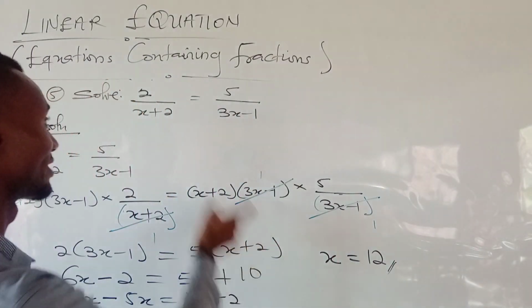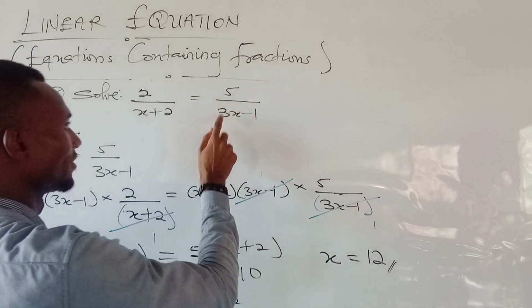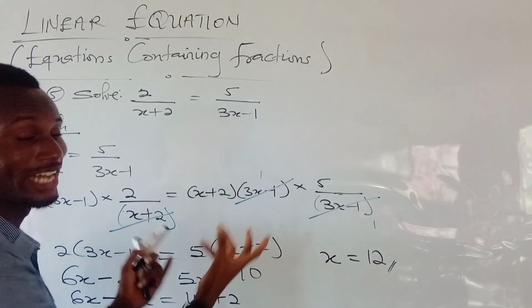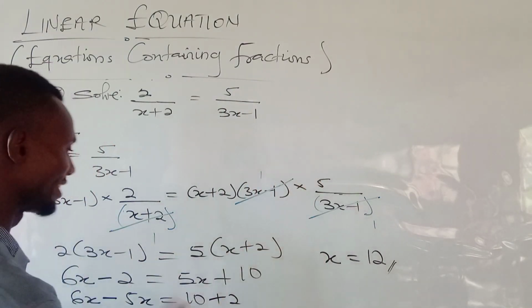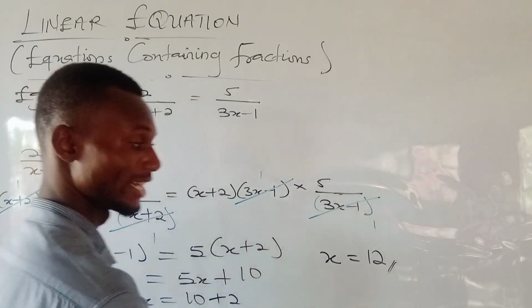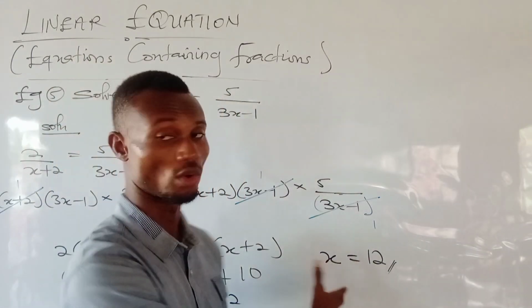The LCM was a multiplication of these two denominators, s plus 2 and 3s minus 1. So that was the LCM. We multiplied through by the LCM, we cancelled out, then we opened our brackets, then we solved for s. That's what we did, so we are having s equals 12.